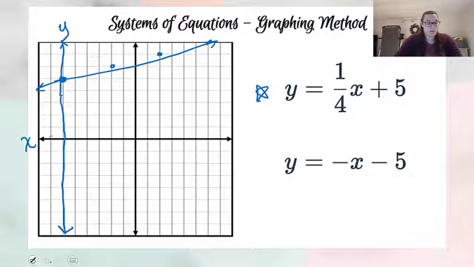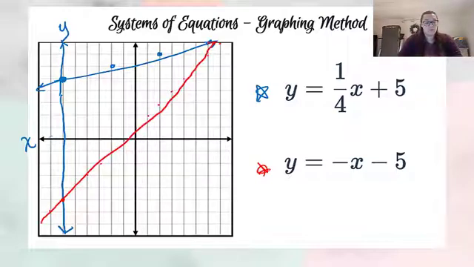Let's do the other one again in a different color, starting at negative 5. And rise 1, run 1. Ooh, is it going to hit?